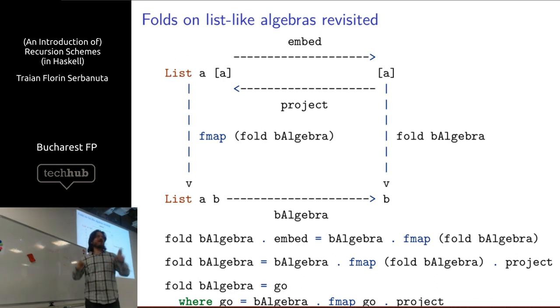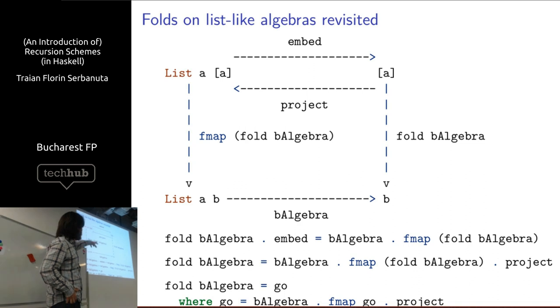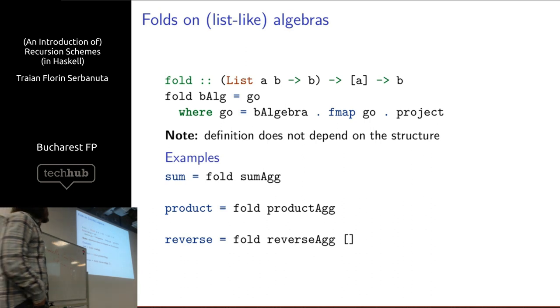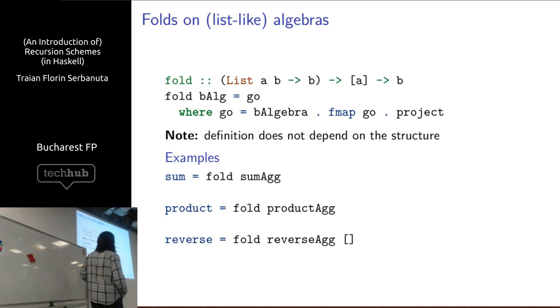Okay, so it's not only that we have a, let's say, theoretical result saying that there exists a unique function there, we actually have the function and we can use it. What is nice to note here is that if we look at this definition, it doesn't depend on the actual structure of the list. It depends on two things. It depends on the idea of project, which links us the canonical model to the list-like structure associatively. And it depends on the fact that the list-like structure is a functor.